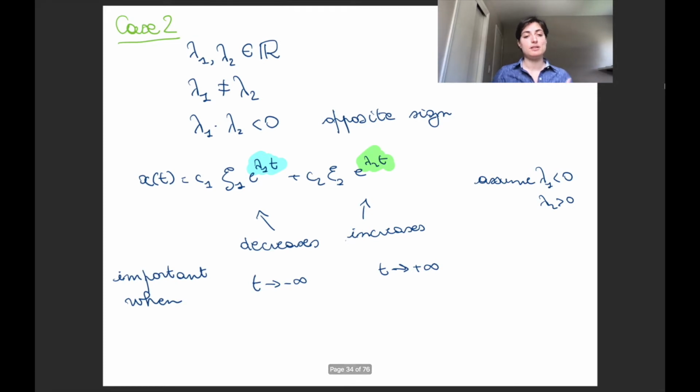The one that decreases over time is important when time is negative, tending to minus infinity, while the one that increases over time will become bigger and bigger when t tends to plus infinity. The other way around, when t tends to minus infinity, the exponential of plus something times t will tend to 0. So depending on the direction in which you're bringing the time, one or the other term is getting bigger and bigger.